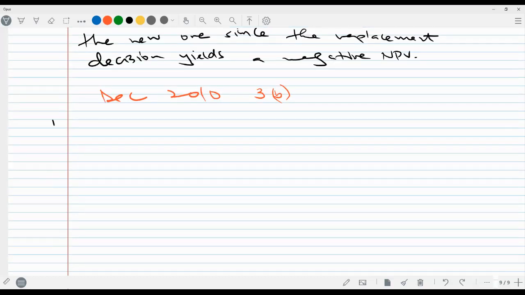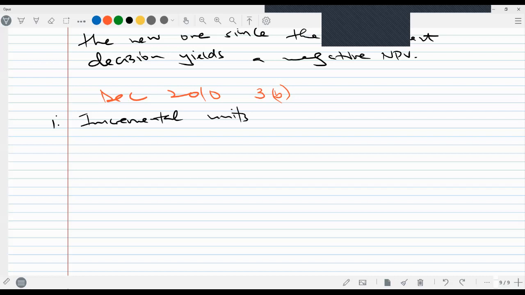So maybe the first working can be: how many units is this new machine going to be producing? Incremental units. Actually, let me just call it incremental contribution.